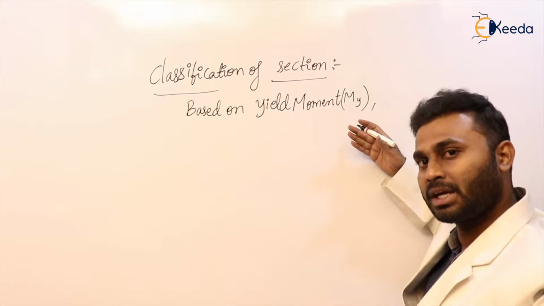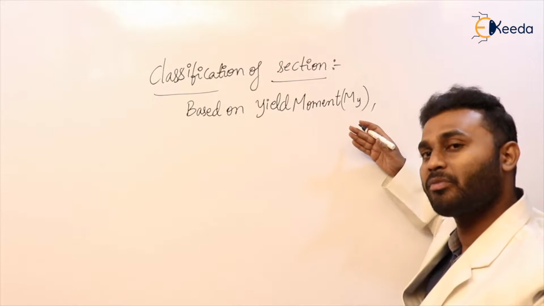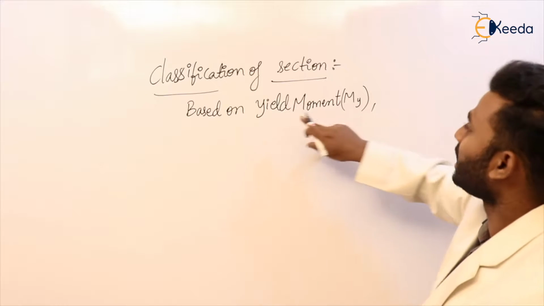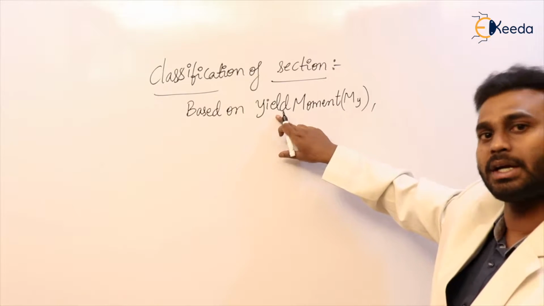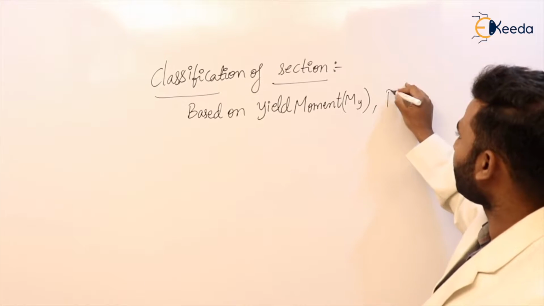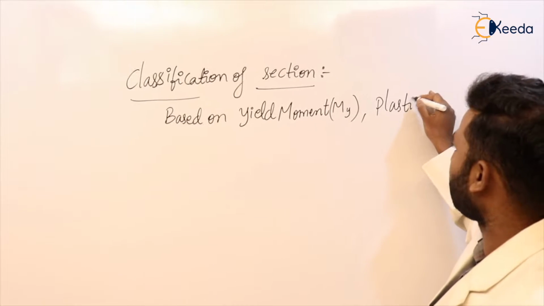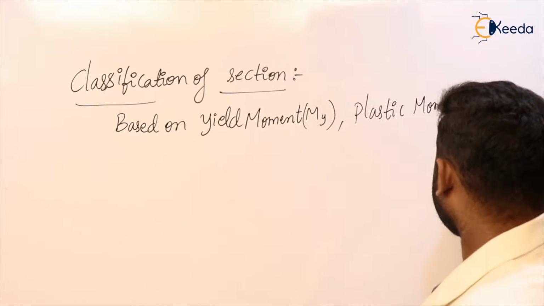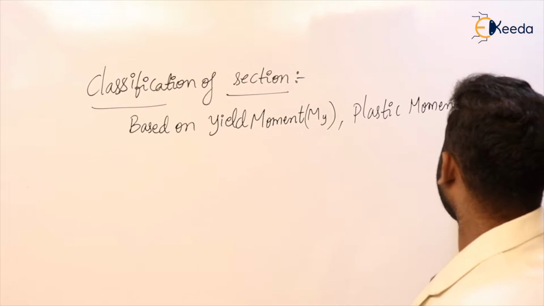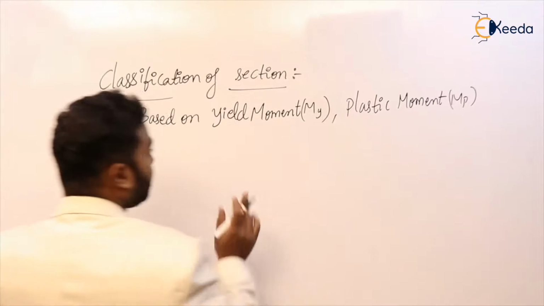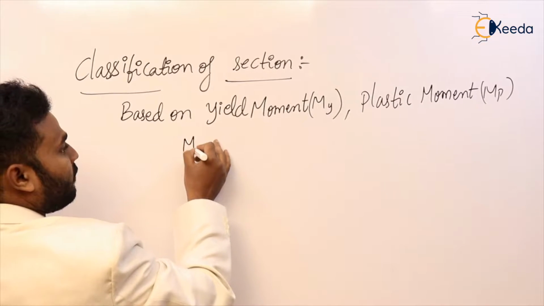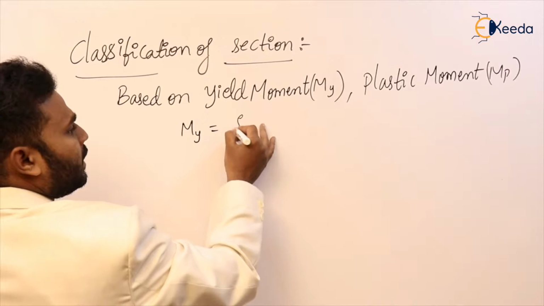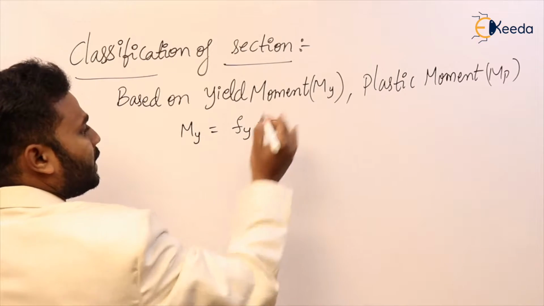In the beginning introduction of the plastic analysis itself, we have made it clear what is plastic moment and how to calculate it. Next, yield moment. So what is yield moment and how to calculate it? Of course, we have discussed about plastic moment also in the same topic, that is in plastic analysis. Plastic moment, Mp. If you recollect the formula for yield moment My, how to calculate My? That is Fy into Z. Agree or not?